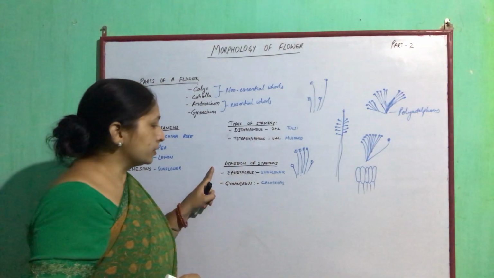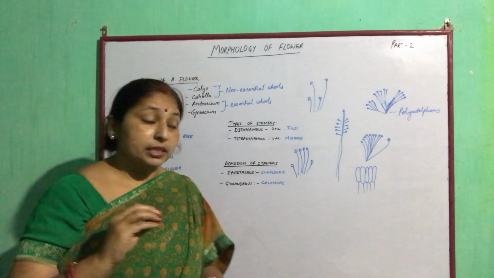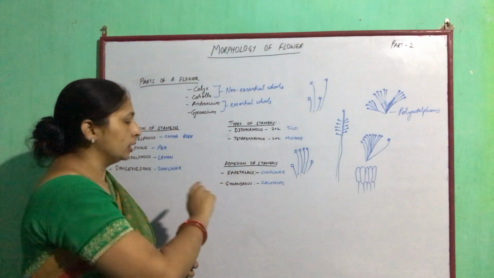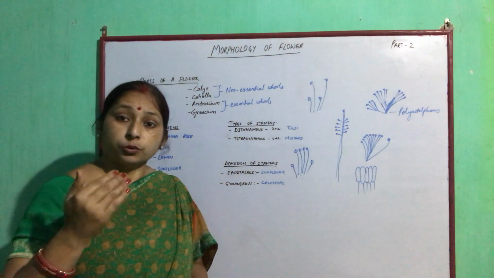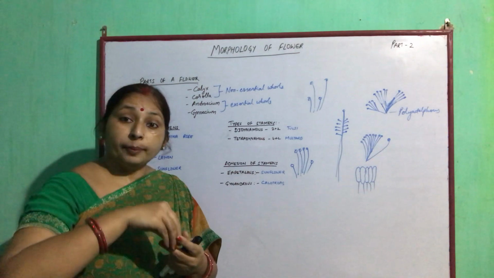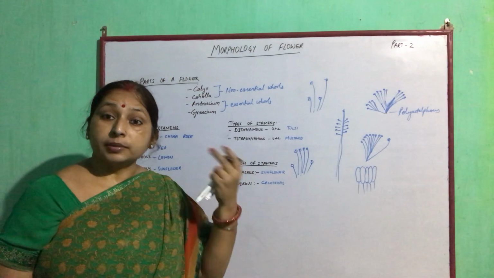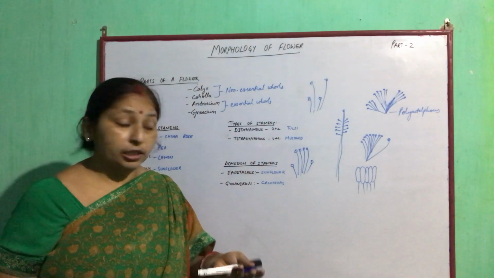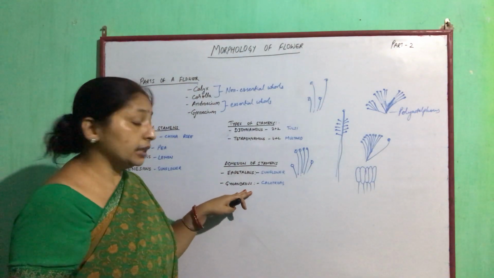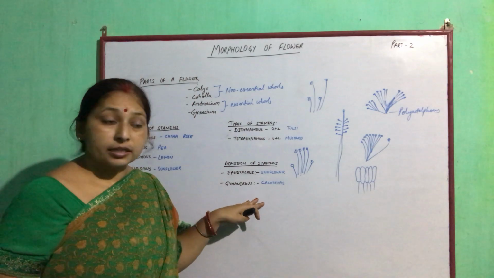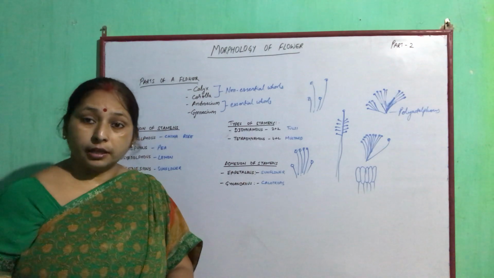Next is adhesion of stamens, how the stamen is attached to a structure. If the stamen is attached with the petal, from the term also you can understand, epipetalous. Epi means upon. So if the stamens are attached with the petal, then it is epipetalous condition. If the stamens are attached with the gynoecium, then it is gynandrous condition. Example is Calotropis. While for epipetalous, the example is sunflower.